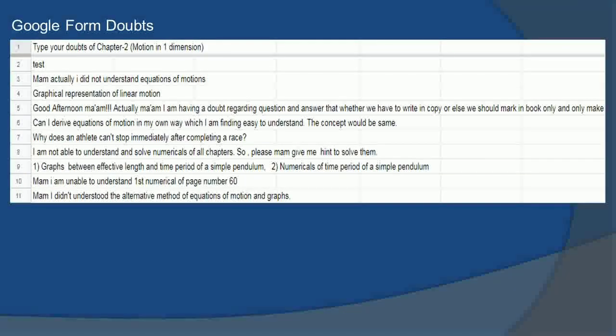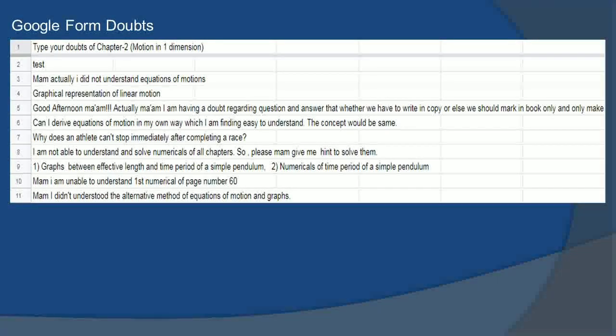Now our next question is, graphs between the effective length and the time period of a simple pendulum, and the numericals of the time period of a simple pendulum. This question is also of chapter 1, so this will be clarified later. Our next question is the numerical which is given on page number 60. Actually this is a very good numerical, and I will solve this numerical after discussing this.